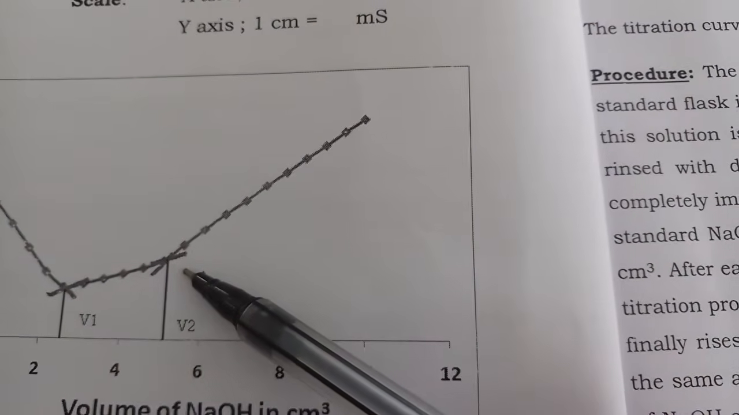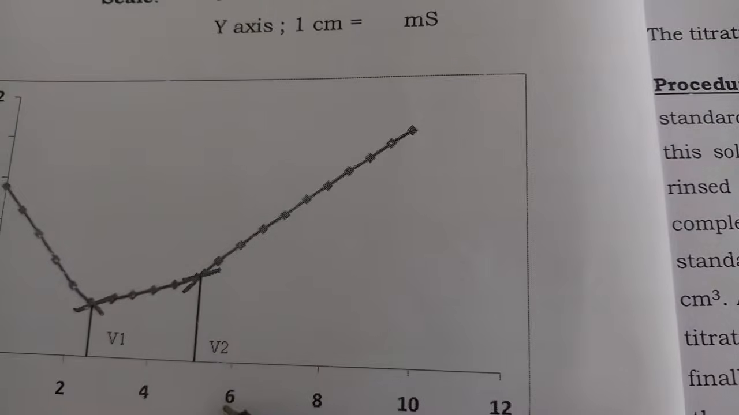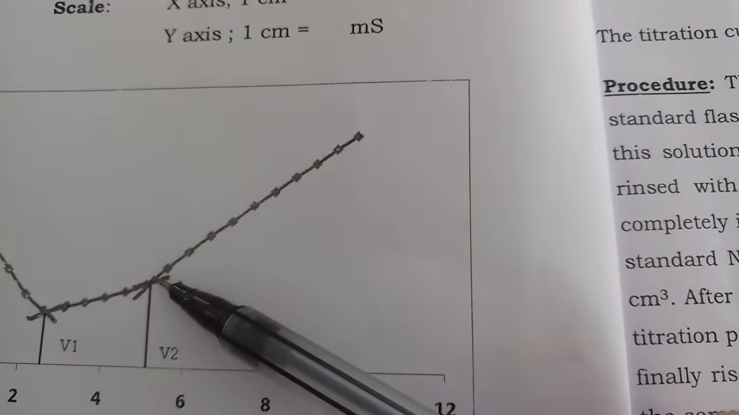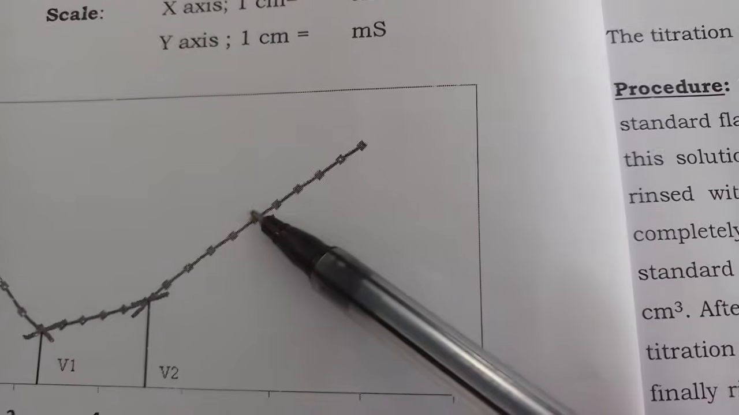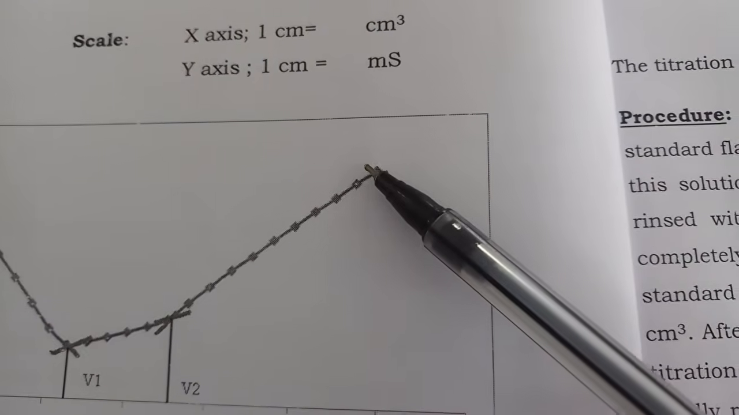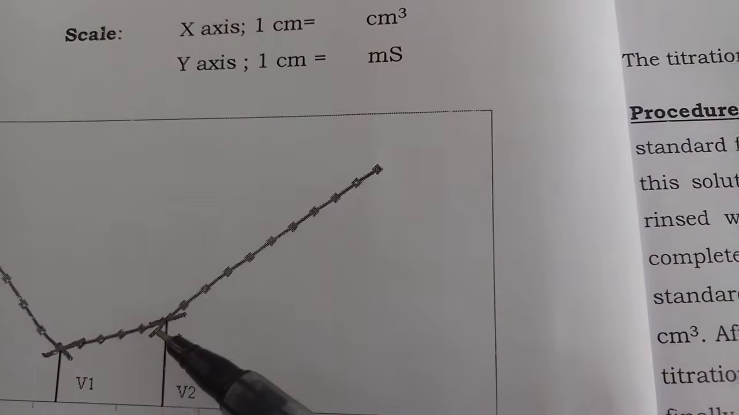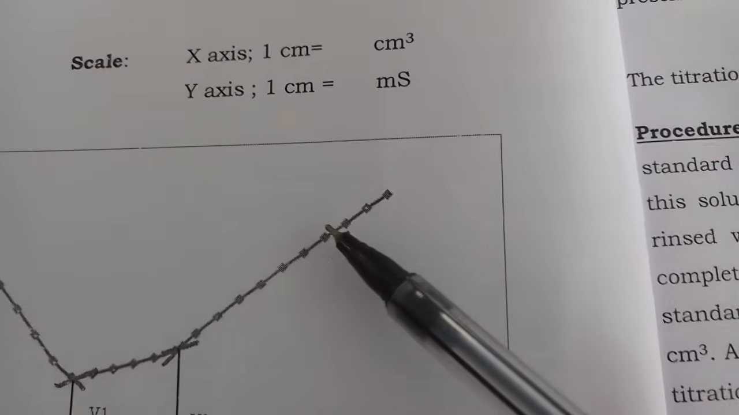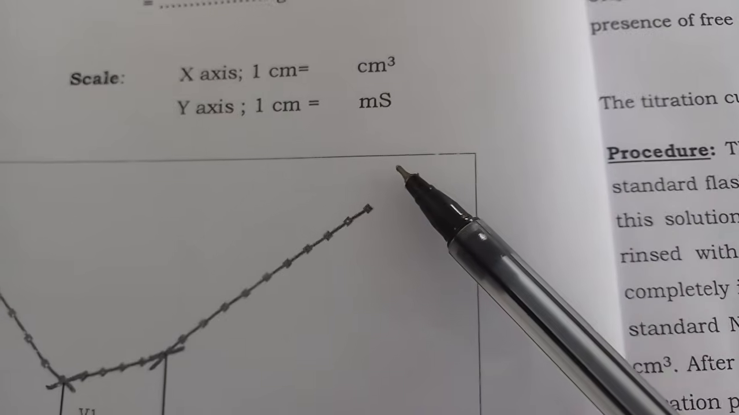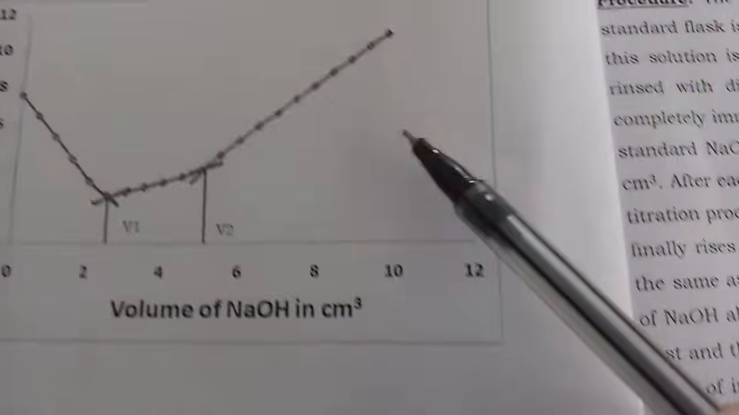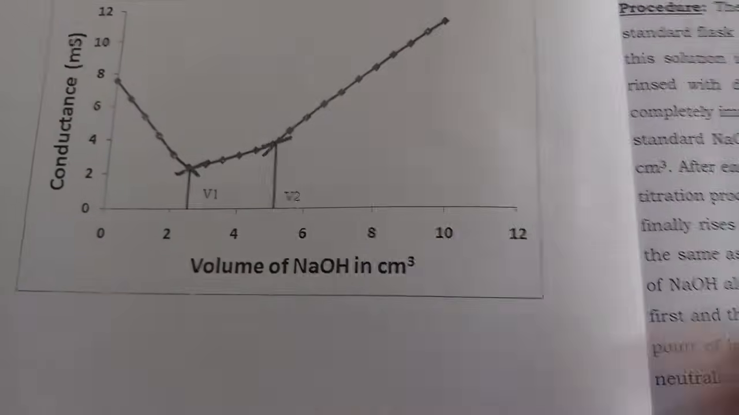Now this is the point where acetic acid is also neutralized. Now further the conductance is increasing because we are adding further sodium hydroxide. So excess of NaOH is added, therefore it becomes basic and conductance is increasing. This is the graph we get in this particular experiment.